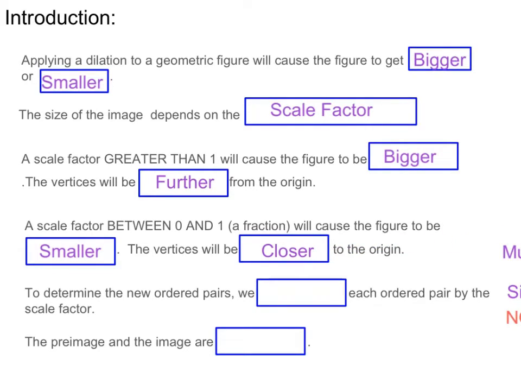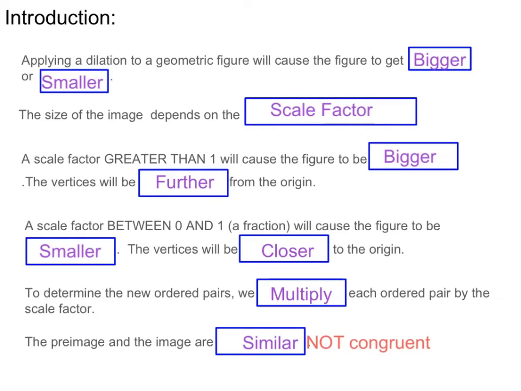To determine the new ordered pair, we multiply each ordered pair by the scale factor. So that's how we're going to figure out what a dilation is. We're going to multiply each of the vertices by the scale factor. And then the pre-image and the image are similar.